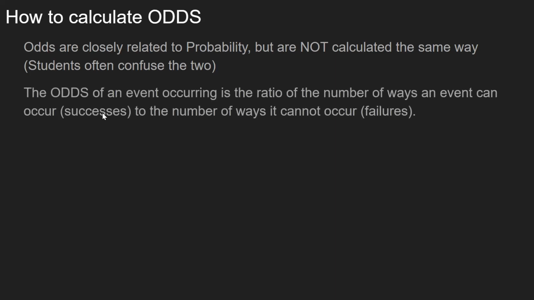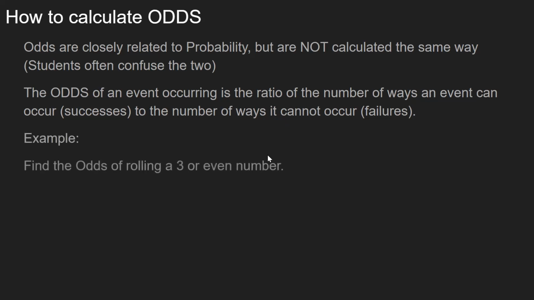The odds of an event occurring is the ratio of the number of ways an event can occur, or successes, to the number of ways it cannot occur, failures. Remember, probability was the number of favorable outcomes to the total. Here, you're not doing favorable to total, you're doing favorable to unfavorable, if you think about it like that.